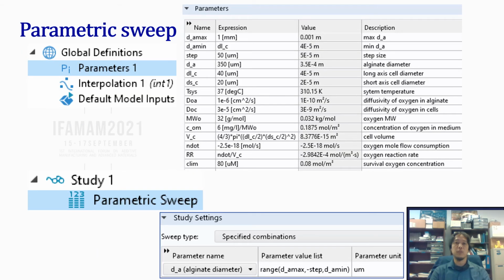In a parametric sweep study for optimization, after study parameters are inputted, the parameter of interest, diameter for example, is varied starting from 1 millimeter to the long axis of the cell at 40 microns with a step size of 50 microns.